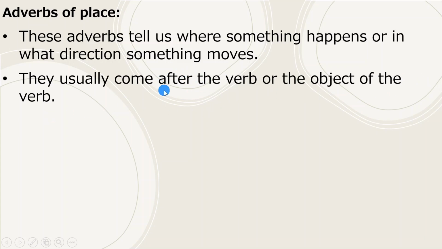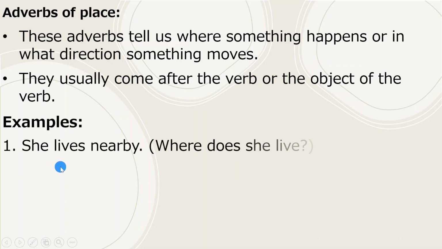So the main point is these adverbs of place come after the verb or the object of the verb. Examples here, number one, she lives nearby. Here we are dealing with a place. They are telling us where something happens, like where she lives. Where is the living of she? It is telling us that nearby. So nearby here is an adverb of place. It is telling us the place where she lives, like it is nearby.